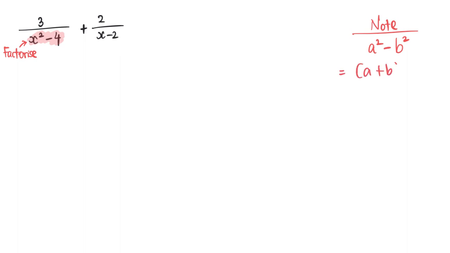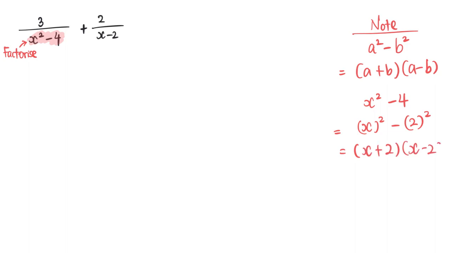A squared minus b squared is equals to a plus b, a minus b. Therefore, my x squared minus 4, I could rewrite it as x squared minus 2 squared. And when I apply the formula or the special product, I will get x plus 2, x minus 2. And therefore, you will see Mr. Tan writing this down. X plus 2, x minus 2.